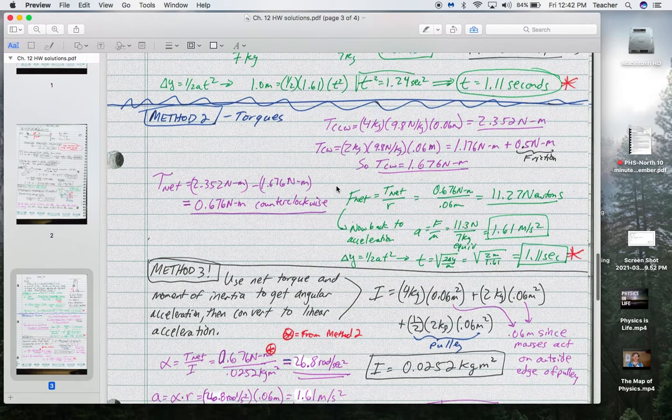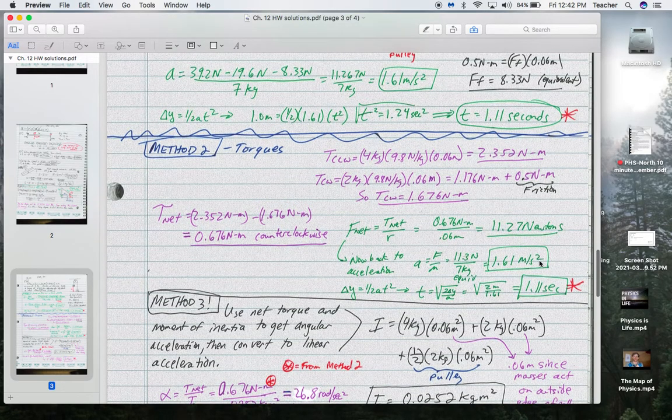So now, if I know my net torque and my radius, I can figure out my equivalent force of the whole system. That's 11.27 newtons divided by the equivalent mass of the system. That gives me the same acceleration I had before, 1.61, and the same time.